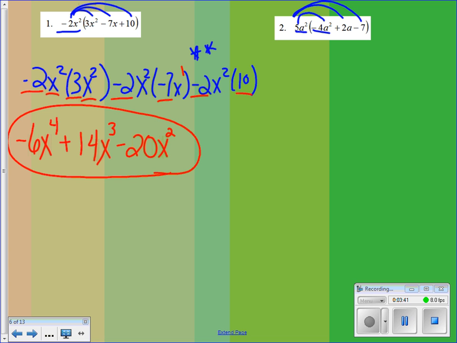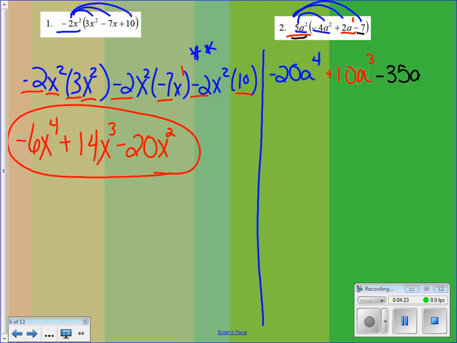So 5 times negative 4, I'm going to multiply those coefficients to get negative 20. Then I want to multiply things with like bases. A squared times a squared, 2 plus 2 is 4. The next thing I want to do is take this 5a squared and multiply it by 2a. First I multiply the coefficients. 5 times 2 is 10. A squared times a to the first, well, 2 plus 1 is 3. Last thing I want to do is multiply this monomial out here times that constant at the end. Well, 5 times negative 7 is negative 35.